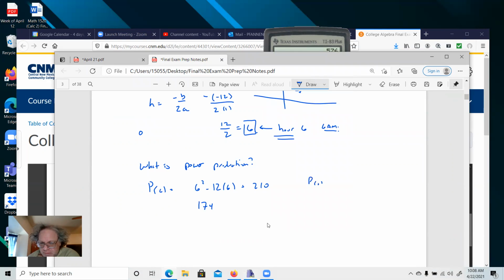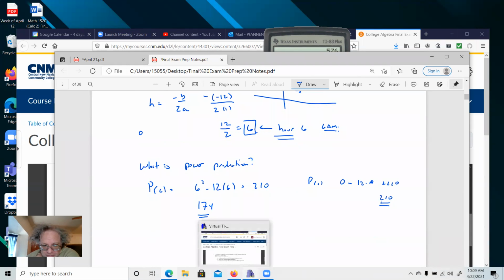Just make a little check of checking your endpoints. 0 minus 12 times 0 plus 210. So this is 210. So at the endpoint we're at 210, and then at hour 6, we're at 174. So this is actually the minimum. So we'll go ahead and have that in there. What is this, in watts or something? Megawatts? All right.